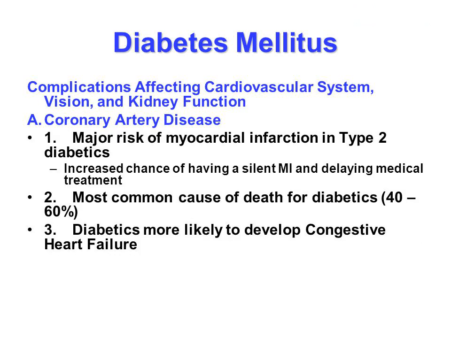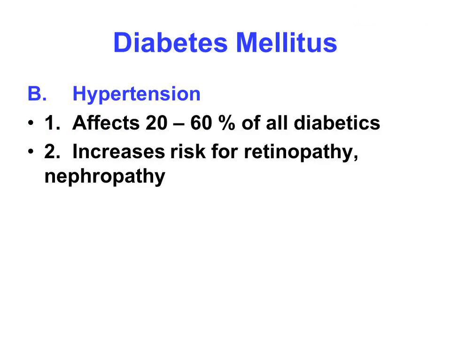Diabetes mellitus. Complications affecting cardiovascular system, vision, and kidney function. A. Coronary artery disease. 1. Major risk of myocardial infarction in type 2 diabetics. Increased chance of having a silent MI and delaying medical treatment. 2. Most common cause of death for diabetics, 40 to 60%. 3. Diabetics more likely to develop congestive heart failure. Diabetes mellitus. B. Hypertension.